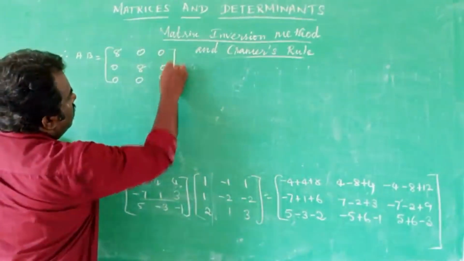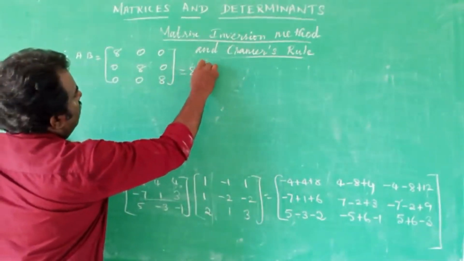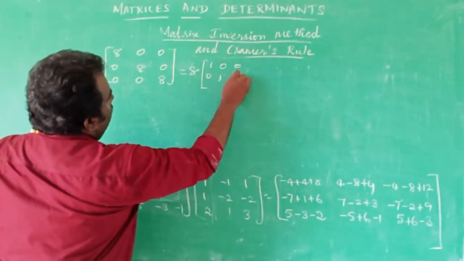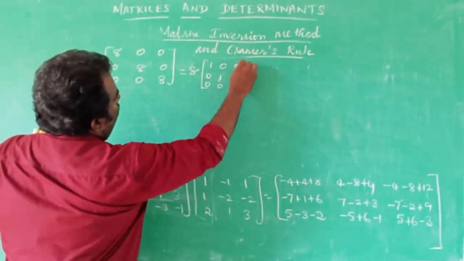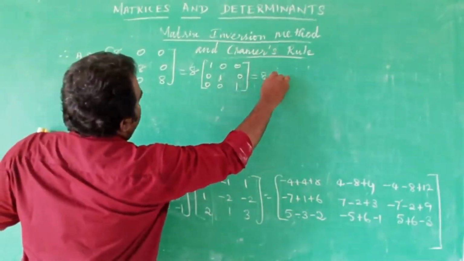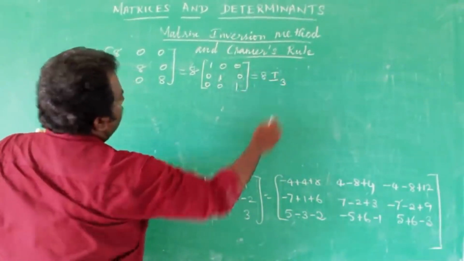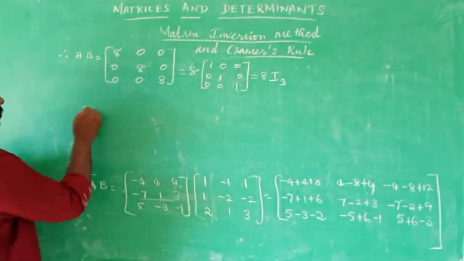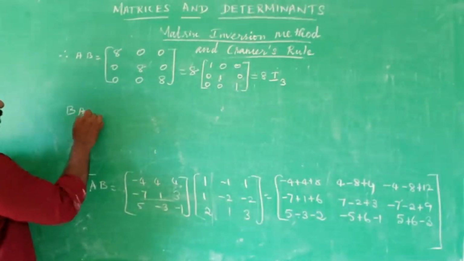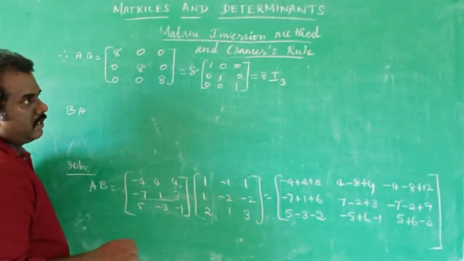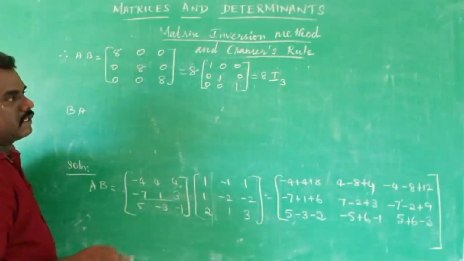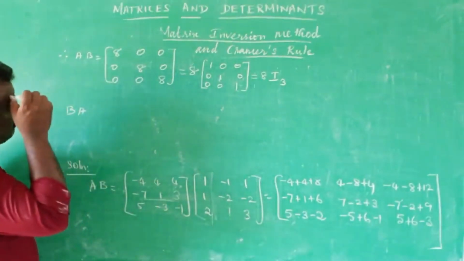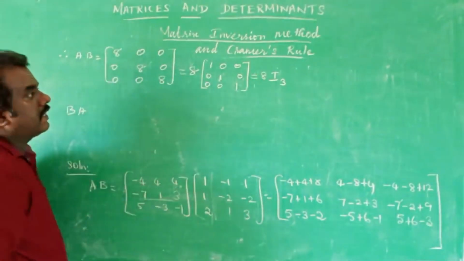11 minus 3, 8. So this can be written as 8 into the identity matrix, 1, 0, 0, 0, 1, 0 and 0, 0, 1. So this is 8 into I suffix 3, where 3 indicates a 3 cross 3 matrix. Next we can go for BA. In the question itself they ask to find the products of AB and BA, and hence solve the given system of equations. So we found AB is 8 into I3.